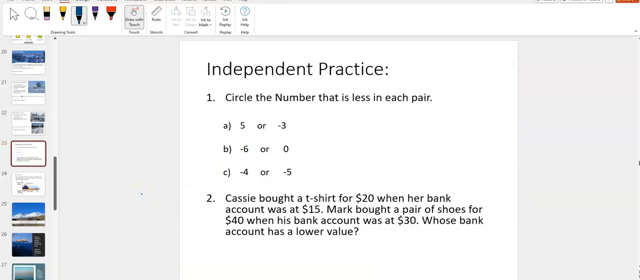All right, so let's take a minute and practice this. Pause the video and answer these 2 questions. Circle the number that is less in each pair, and then answer the word problem about Cassie and Mark.